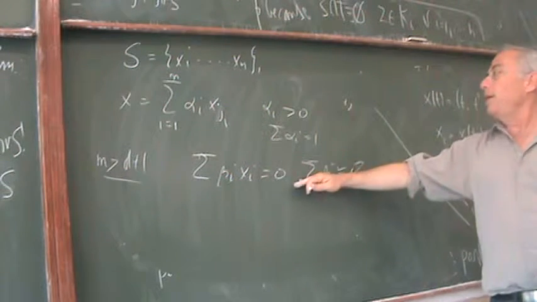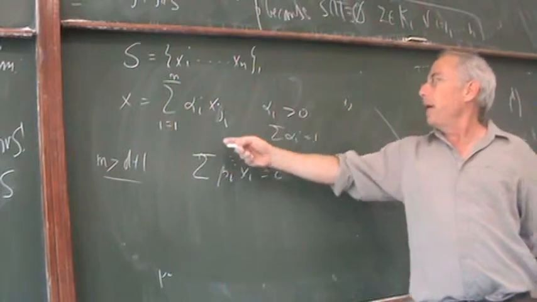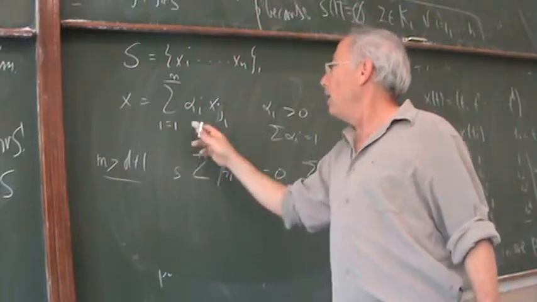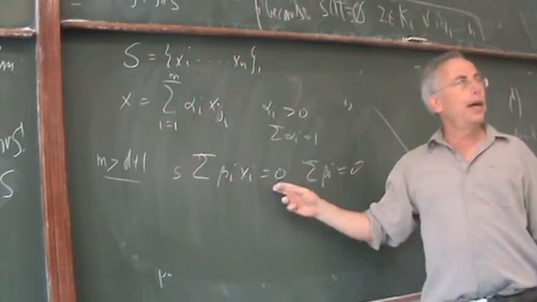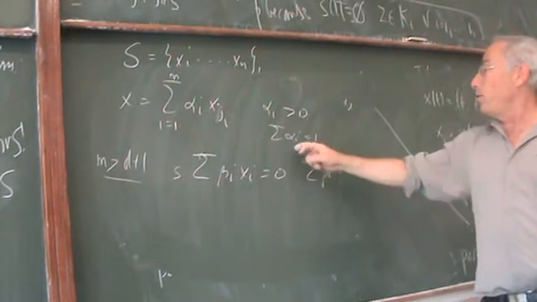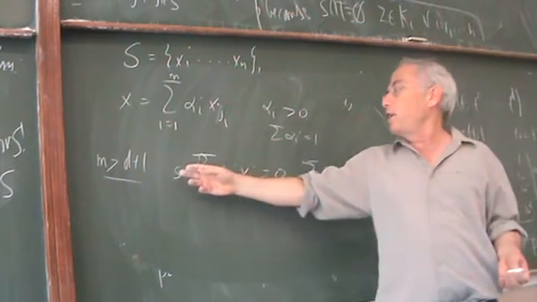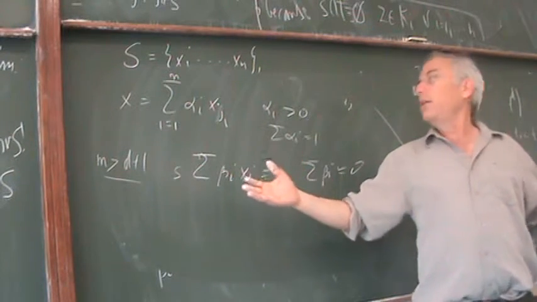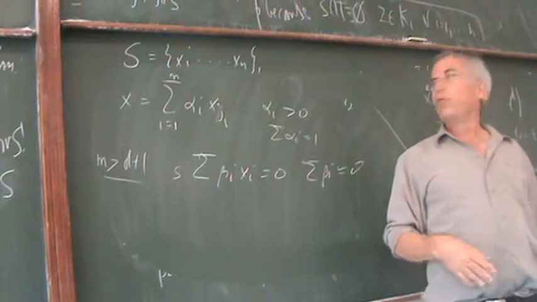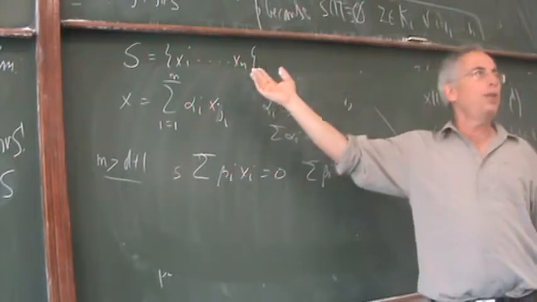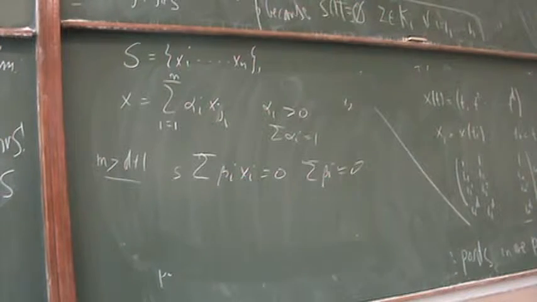And now I take this affine dependency, multiply it by a small s, and add it to this representation. Then the sum will not change because I added 0, and the sum of the coefficients will also be 1. If all these numbers are positive, as long as s is very small, they will still be positive. At some point, one of the coefficients will become 0, and then I can throw it away. So this means that every time I have a convex combination with more than d plus 1 points, by adding an affine dependency, I can reduce the number of points. Okay, so this is the proof of Carathéodory's theorem.